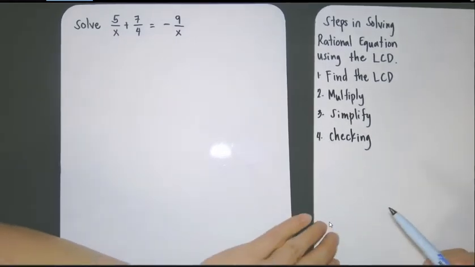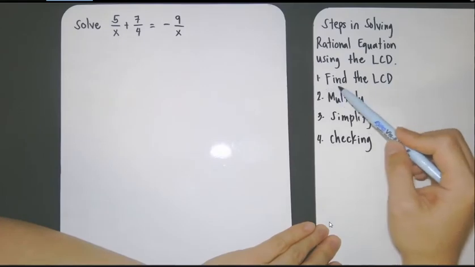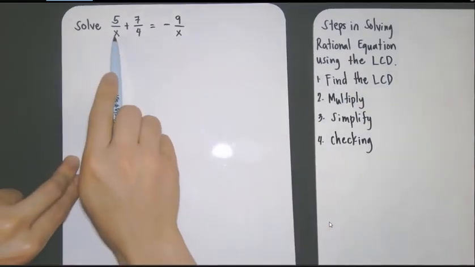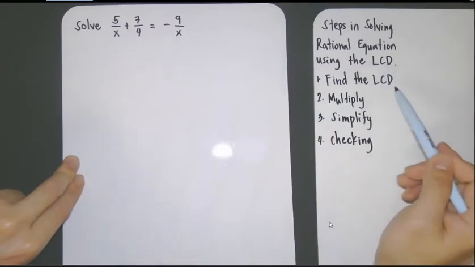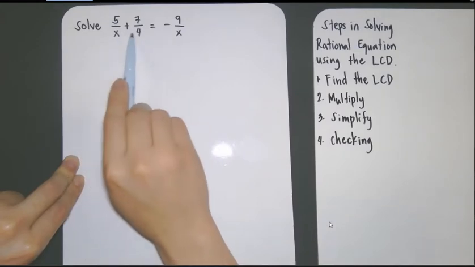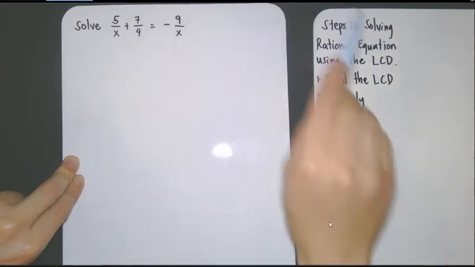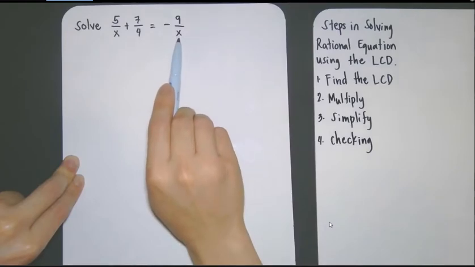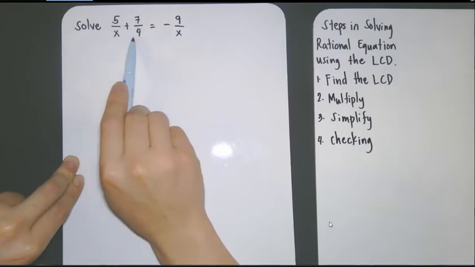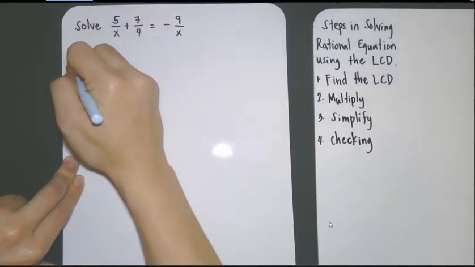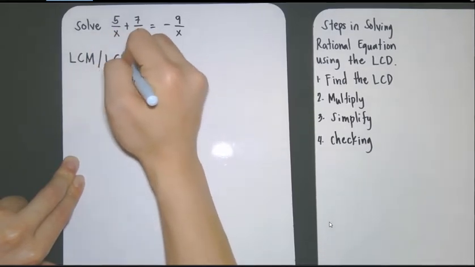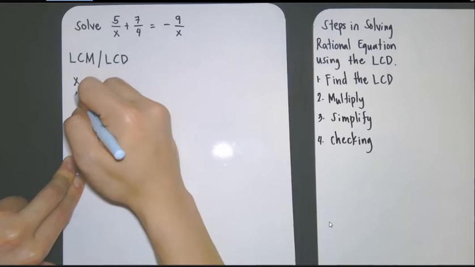So the steps that we need to follow are, first, we need to find the LCD. When you say find the LCD, it means the same thing as LCM. So we need to find the LCM of x and 4, and same thing with the right side, which is x. So basically, we're just solving for the LCD or LCM of x and 4. So that's the first step.